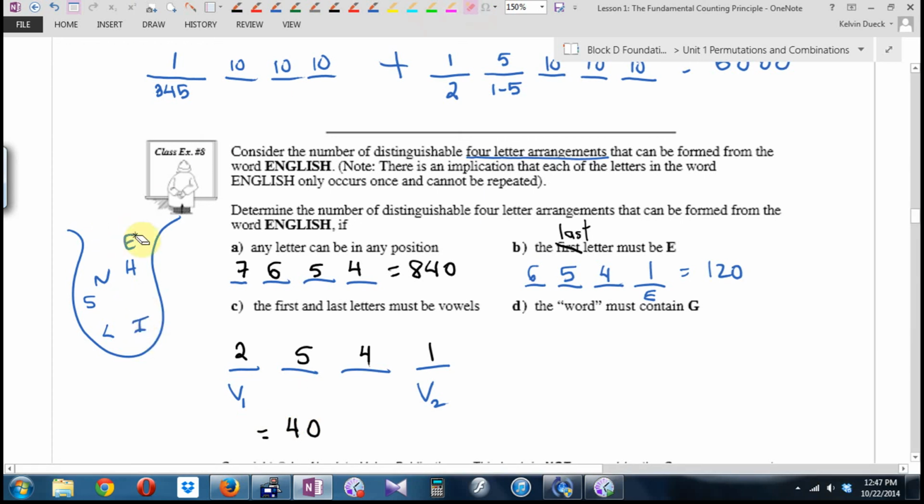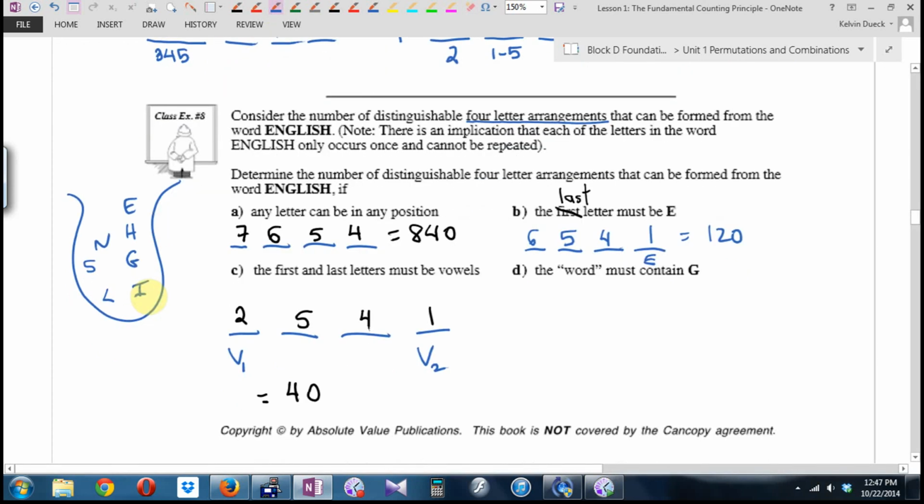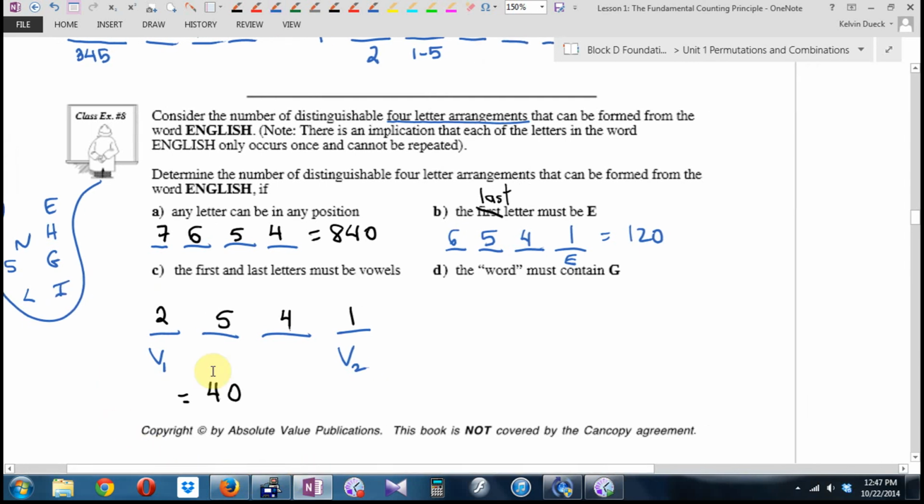Dope. Bring back the G. D. Tougher. Ben, what's the restriction for D? The word must contain a G. What that means is there has to be a G where, listen closely, in the first location or the second location or, I just saw Ty go, third location, or the fourth location.